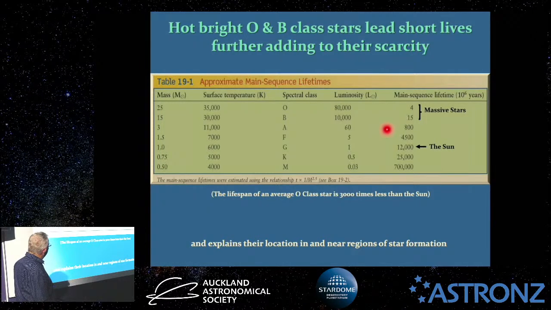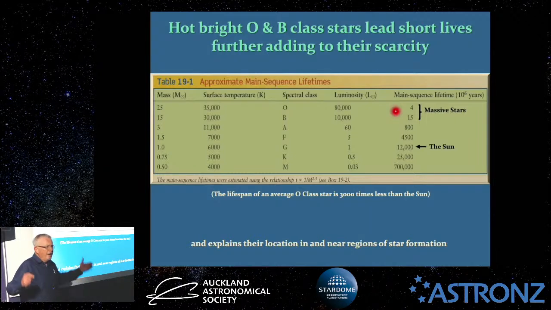But look at these massive stars here. So you've got 25 and 15 solar masses here. Look at them. The 25 solar masses, they're only going to spend 4 million years on the main sequence, a measly amount of time compared with the smaller stars. So look at the M-class stars, 700,000 up to 700 billion years on the main sequence. So they spend a lot.